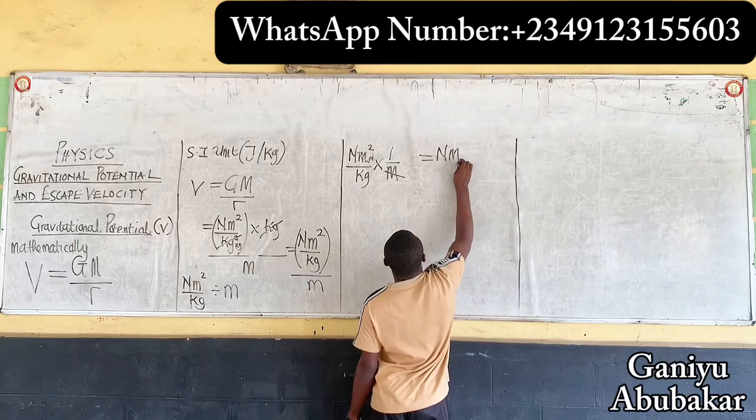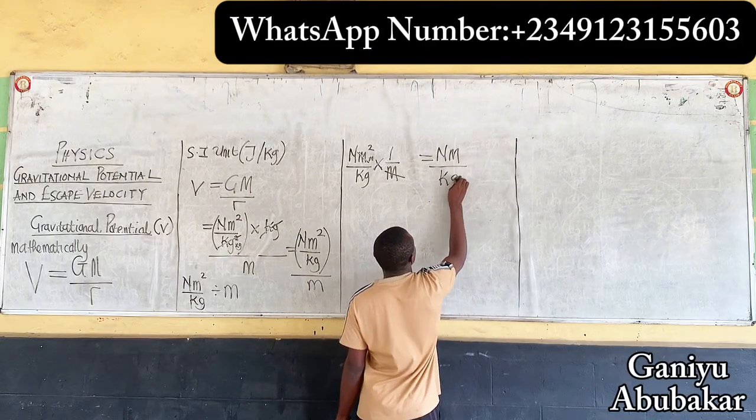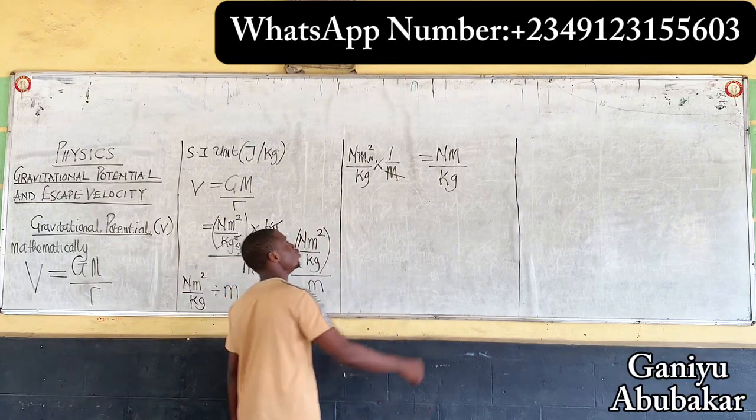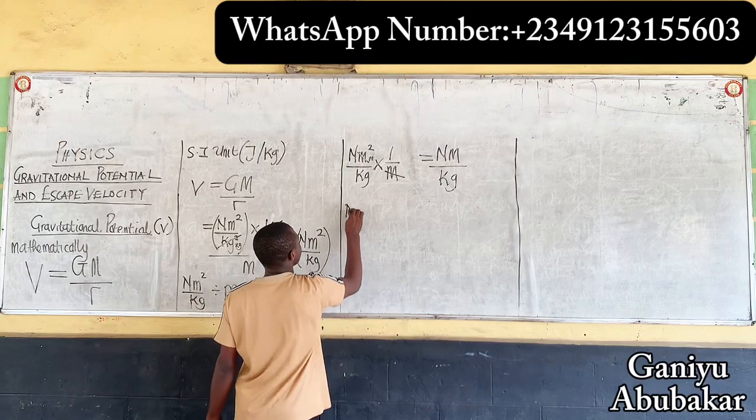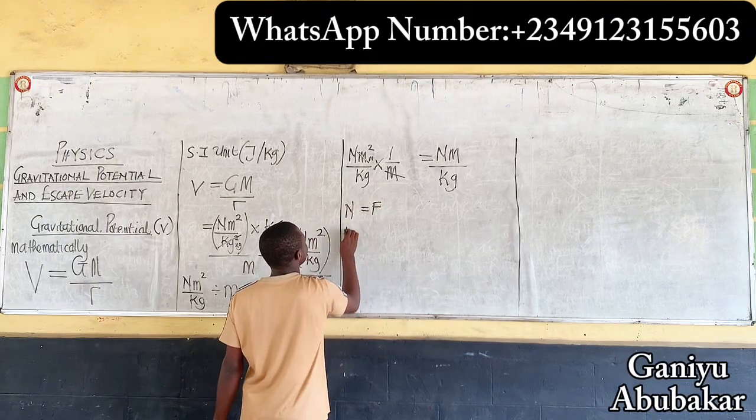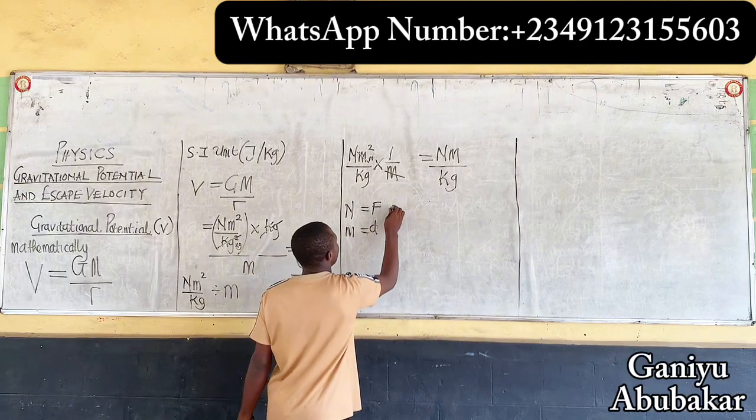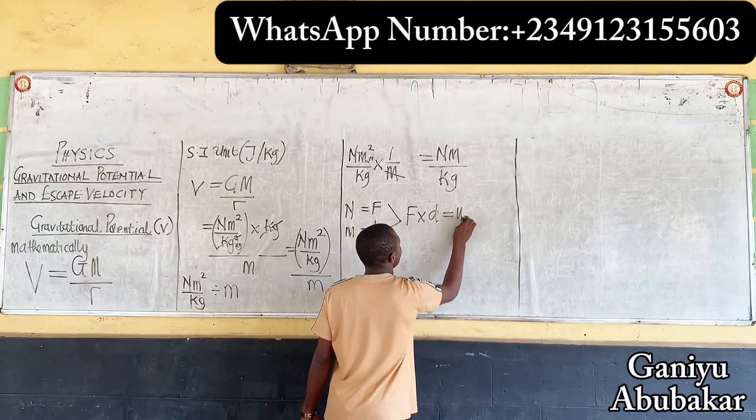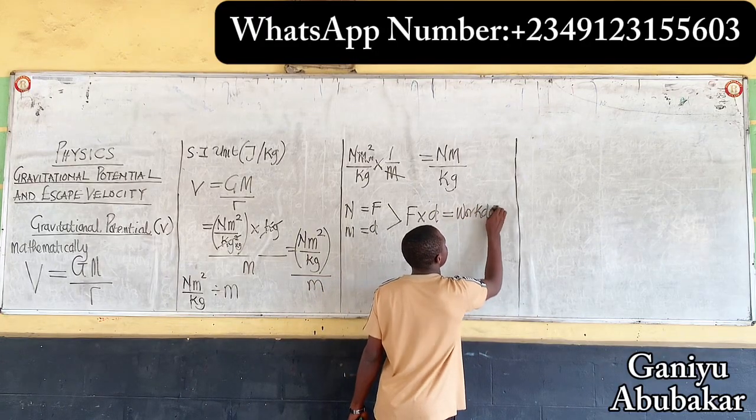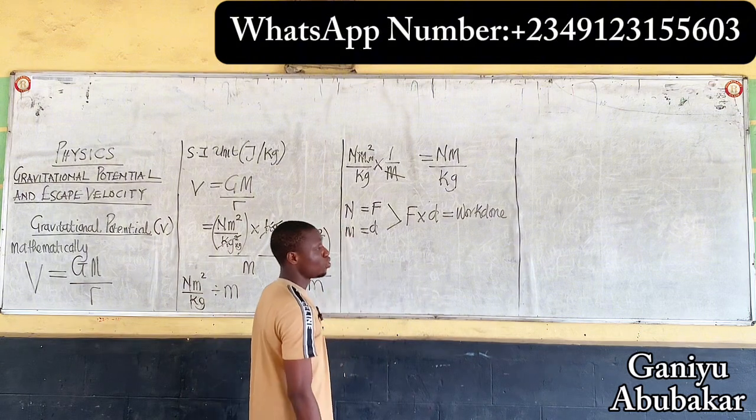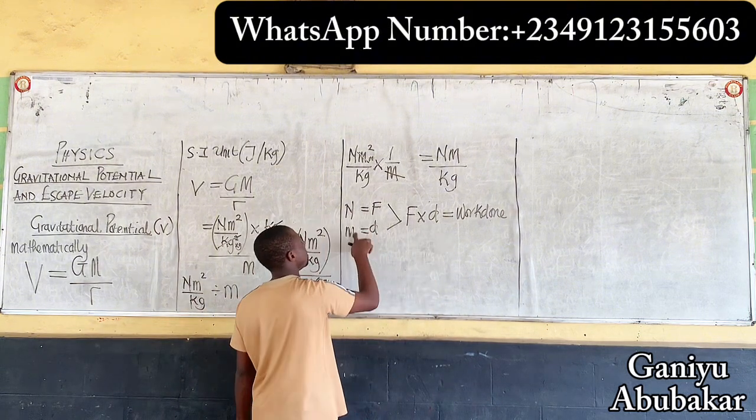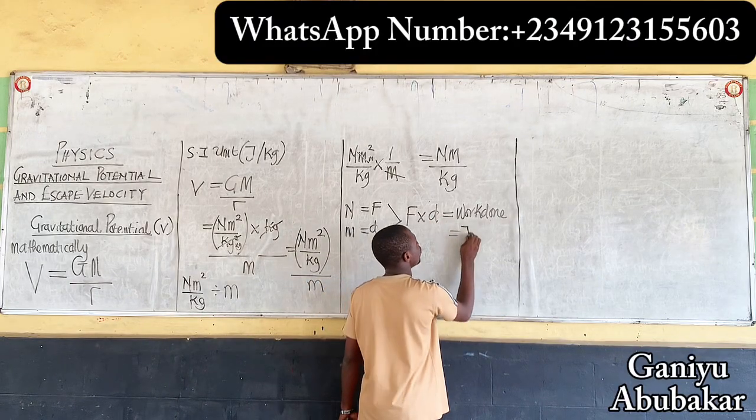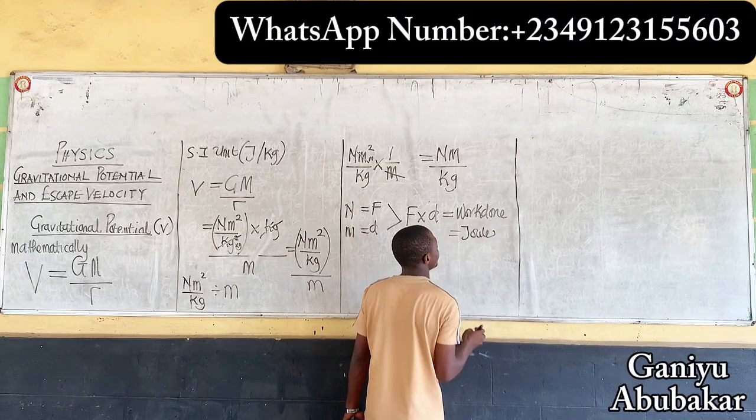So I'm left with Newton meters over kilogram. Newton signifies force and meters signifies distance. Force times distance is the expression for work done. So Nm is force times distance, that's work done, and work done is measured in joules.